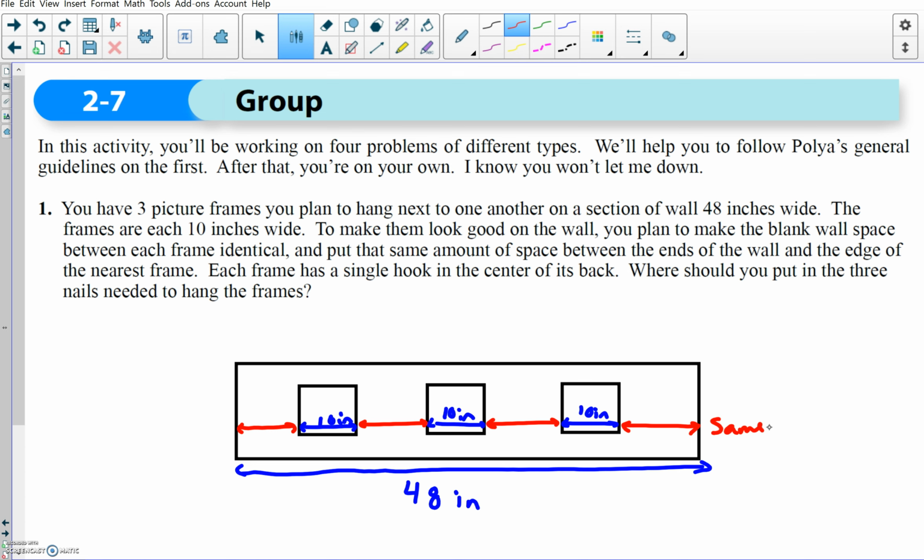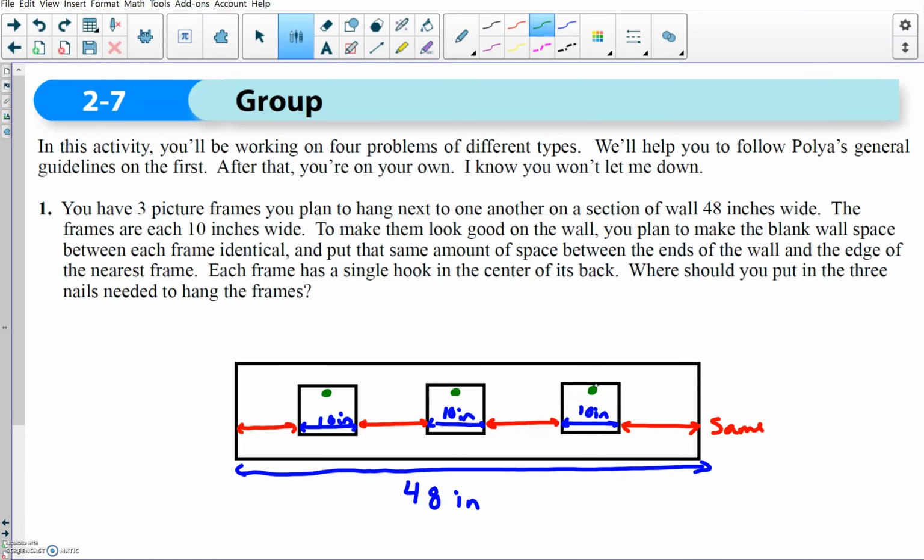But that's okay. Again, we're not needing to make this exact. It's not a scale model or anything. We're just trying to take the information from the problem and put it in a picture. They also told us that our picture frames are going to hang on hooks that are located in the center of the frame. So I'm going to draw my little hooks here, imagining they were already perfectly spaced and in place, right? Those are my hooks.